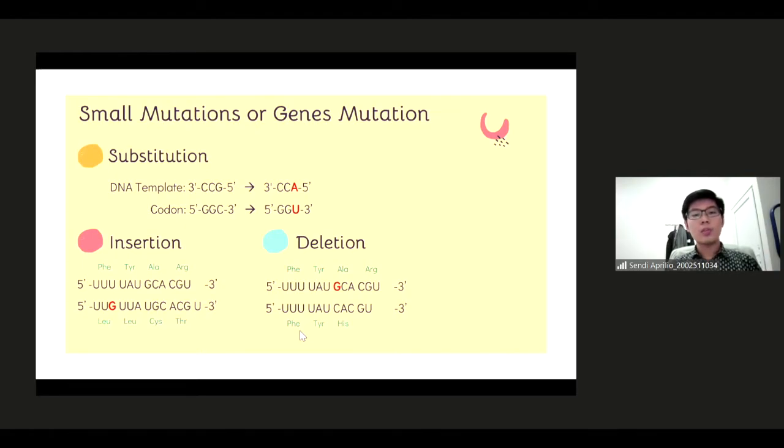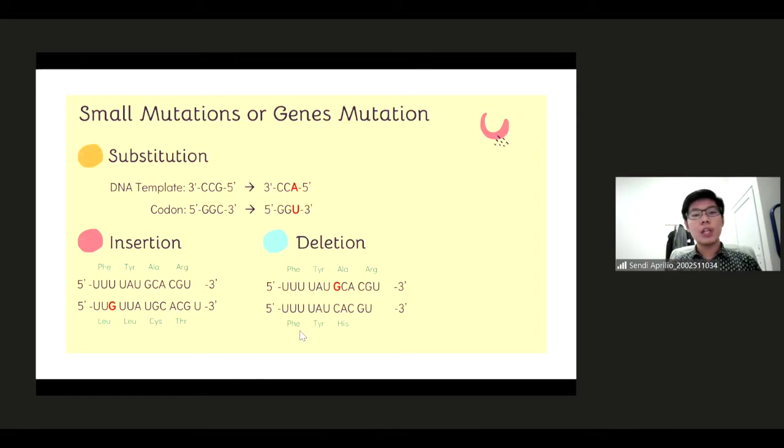But there is also a mutation that affects the amino acid, called a missense mutation. There are also nonsense mutations that change a codon into a stop codon, so the protein formation ends prematurely. Meanwhile, insertion or deletion is a mutation that adds or subtracts one or more pairs of nucleotides.